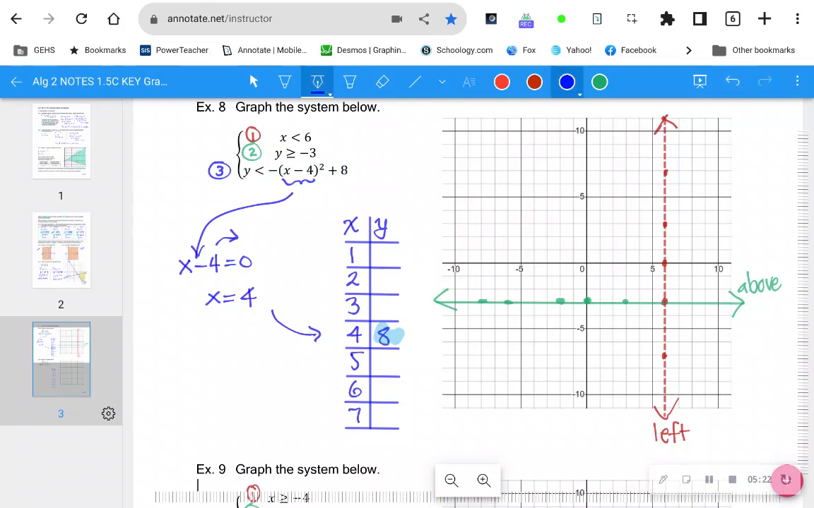So let me find 4, 8. It's going to be right there. And we got one of our points. Okay, now I'm going to put 3 in, and let's see what happens when we put x of 3 here.